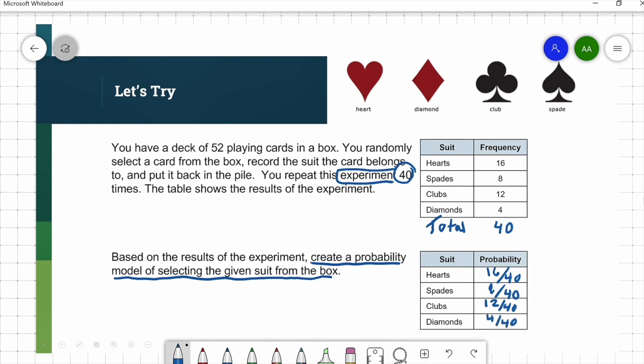We can go ahead and simplify these fractions by finding our greatest common factor. So this would simplify as 2/5, 1/5. 12 out of 40 simplifies as 3/10. And 4 out of 40 simplifies as 1/10. So for our probability model, we are simply just writing the experimental probability as a fraction in this case.